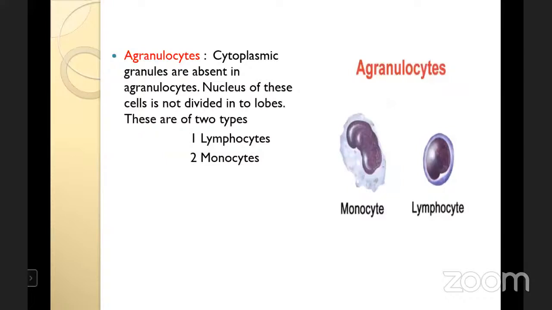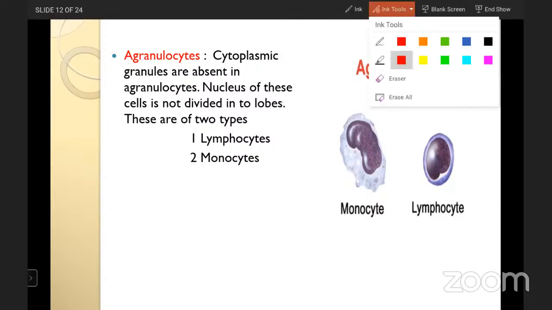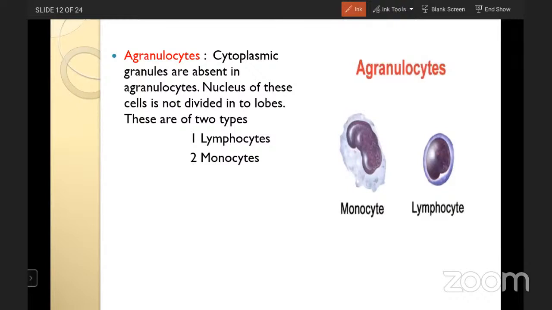So that is about the granulocytes, the cells which are composed of granules in their cytoplasm. Now coming to the agranulocytes. A means without, so granules are absent in them. The nucleus of the cells is not divided into lobes. Simply it is present, but it does not have any lobe-like structure.